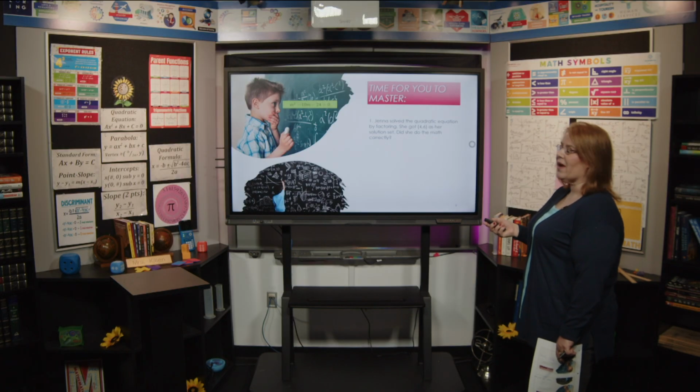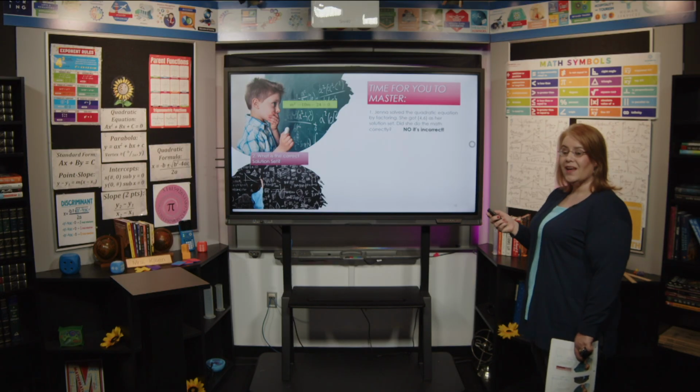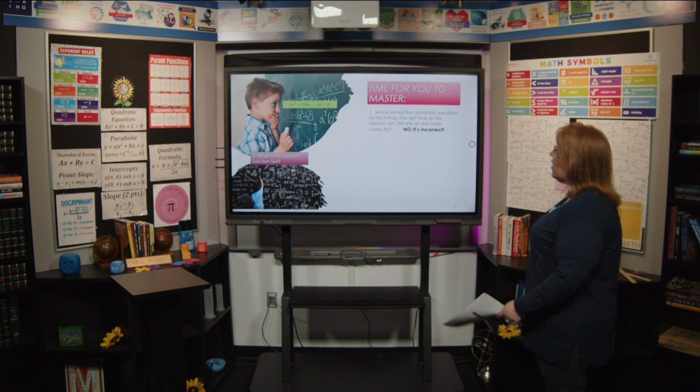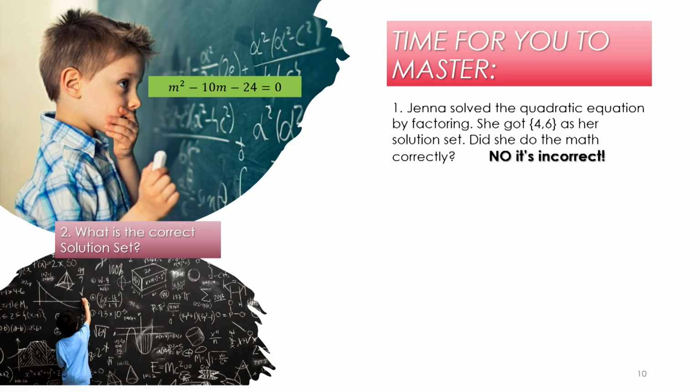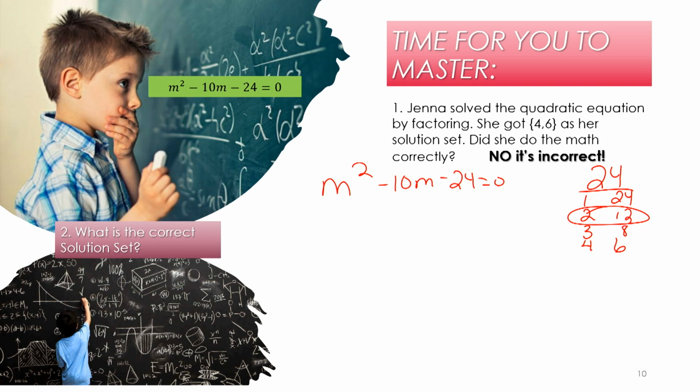All right, let's see what we got. No, it's not. It's not correct. Okay, so Ms. Killen, why? Glad you asked. Let's go ahead and work this out. So I have m squared minus 10m minus 24 equals 0. I'm getting the factors of 24 that will subtract to give me a negative 10. 1 and 24, 2 and 12, 3 and 8, 4 and 6. So I'm going to use these.